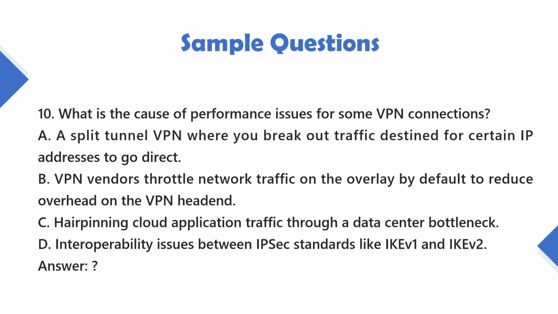10. What is the cause of performance issues for some VPN connections? A. A split-tunnel VPN where you break out traffic destined for certain IP addresses to go direct. B. VPN vendors throttle network traffic on the overlay by default to reduce overhead on the VPN headend. C. Hairpinning cloud application traffic through a data center bottleneck. D. Interoperability issues between IPsec standards like IKEv1 and IKEv2.